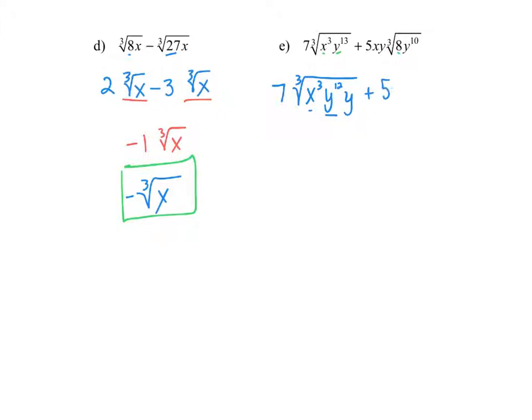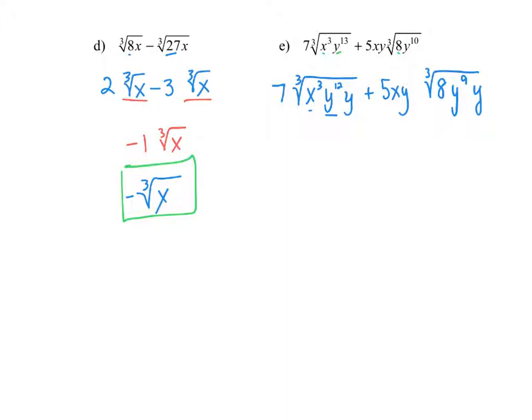Plus, we have 5xy out in front, and we have the cubed root of 8. 8 is a perfect cube, so we'll be able to simplify that. y to the 10th is not a perfect cube, but y to the 9th is. So we can bring out a y to the 9th and leave a y underneath the cubed root sign.